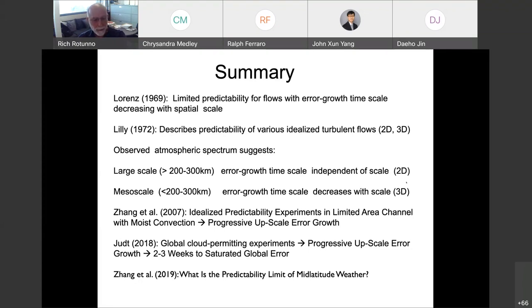Finally, the experiments that I just mentioned, Zhang et al., using actual state-of-the-art models for forecasting, also showed that the limit of predictability is around 2 to 3 weeks. I think I'll stop there and take questions.